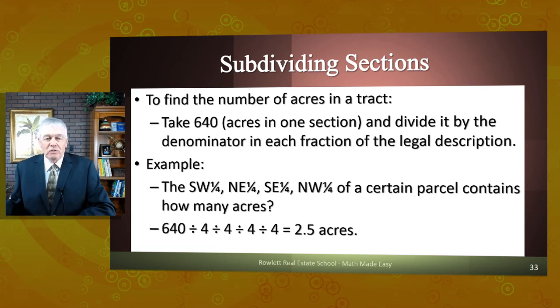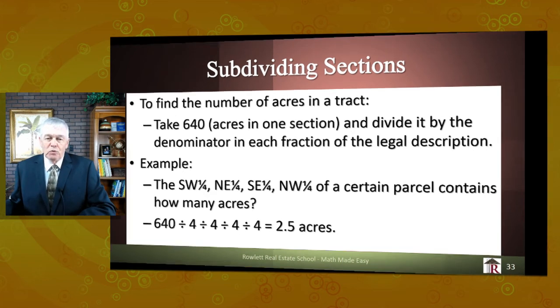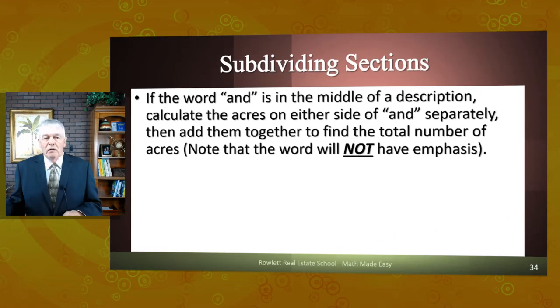All right. You always start with 640. There's a few rules we're going to learn as we go. If the word "and" is in the middle of the description, calculate the acres on either side of the word "and" separately, then add them together to find the total acres in the problem.